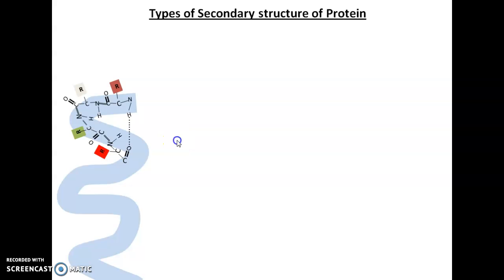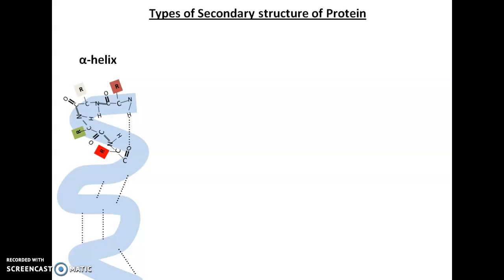Usually this kind of structure also possesses a series of hydrogen bonds in adjacent turns, and such a structure is called an alpha helix. It is one of the secondary structures in which each successive turn of the alpha helix is held to the adjacent turn via 3 to 4 hydrogen bonds.